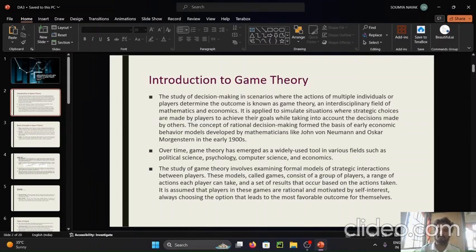The study of game theory involves examining formal models of strategic interaction between players. These models, called games, consist of a group of players, a range of actions each player can take, and a set of results that occur based on the actions taken. It is assumed that players in these games are rational and motivated by self-interest, always choosing the option that leads to the most favorable outcome for themselves. So briefly, the entire topic is displayed in this point. Going further, we will discuss the components of game theory and what game theory actually is.